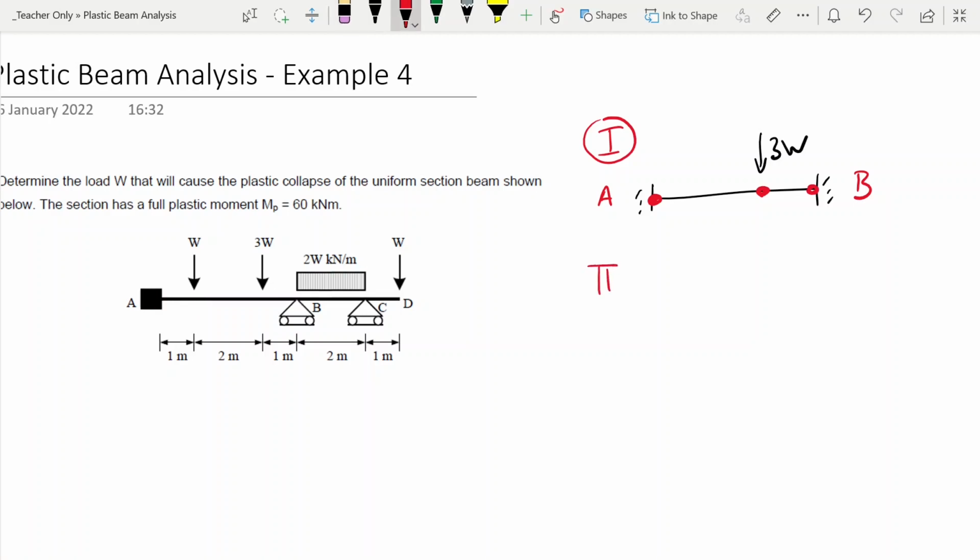Now, the second one we need to consider is beam BC. So in this particular case, we have a UDL there. So we're going to consider a collapse mechanism that has 3 hinges, one at the left support, one at the right support, and one in the middle. Do not confuse this with the previous case, where I said you don't need a hinge here at B. In this case, you do need it, and I'll try to explain why.